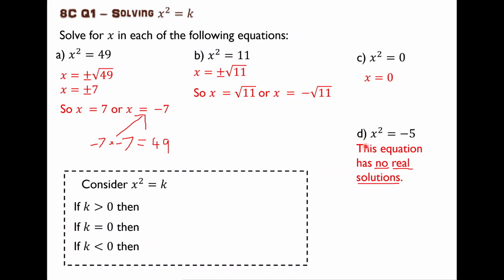So just to summarize what we've done, if you have an x squared equals k equation, so x squared equals something, if this k, this number, is bigger than 0, if it's positive, then we write x equals plus or minus square root of that thing. Just like here, that's the next line of working. If the number is 0, like here, then we would write x equals 0. And if this number on the right-hand side, the k here, here it's negative 5, if this thing is negative, then we say there are no real solutions.